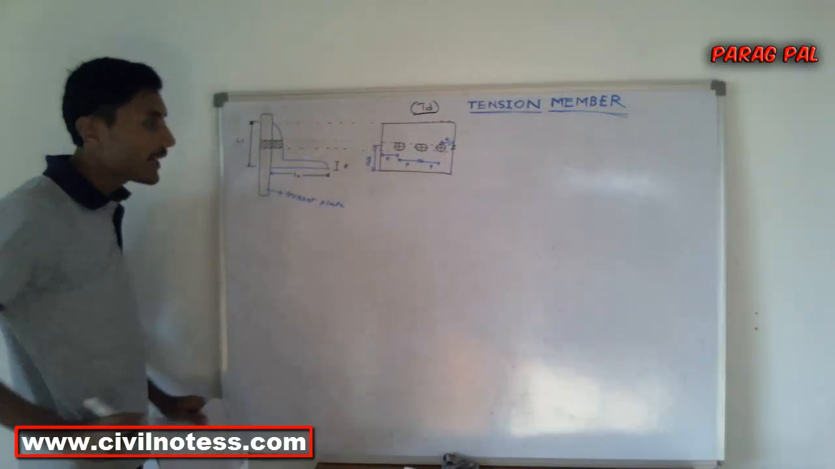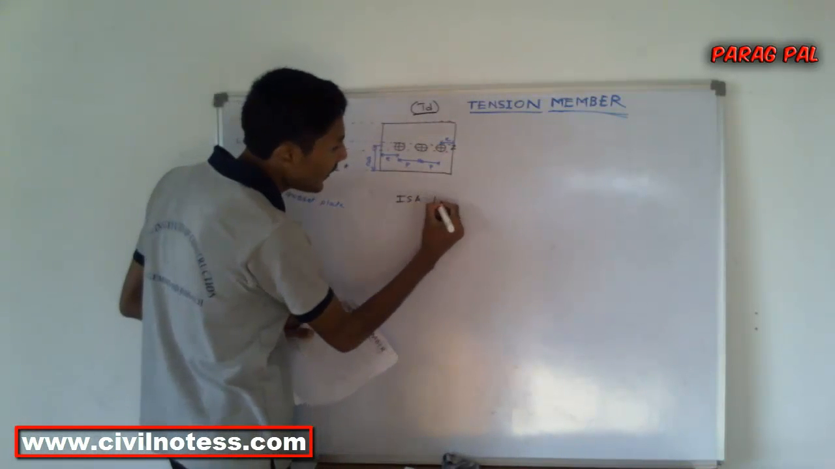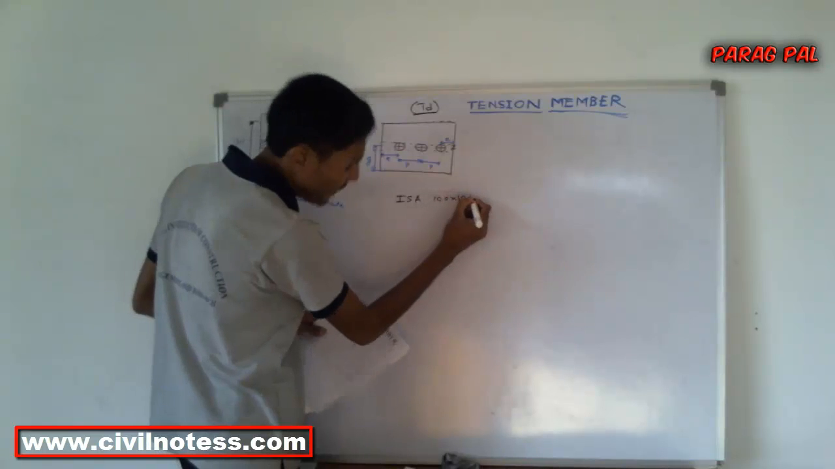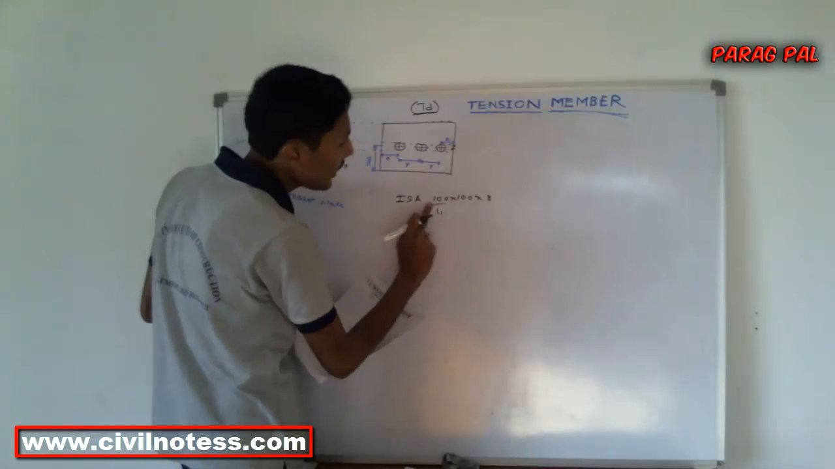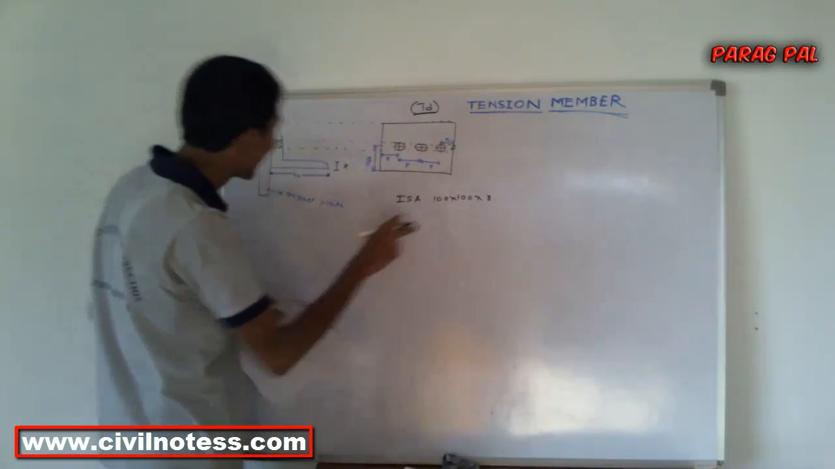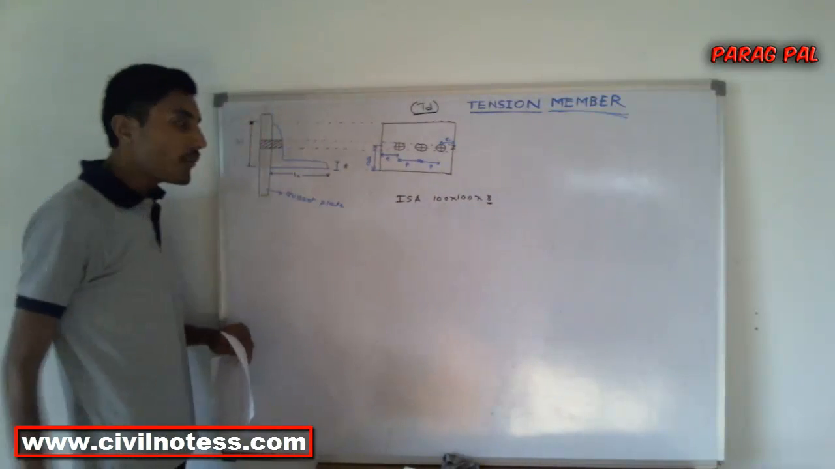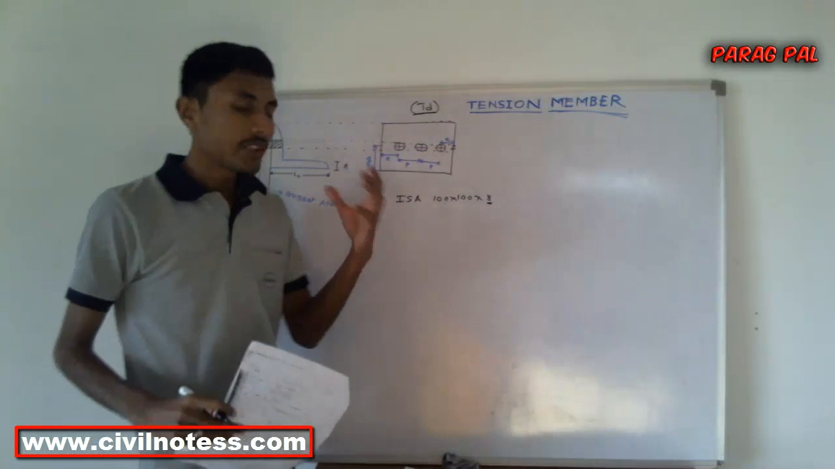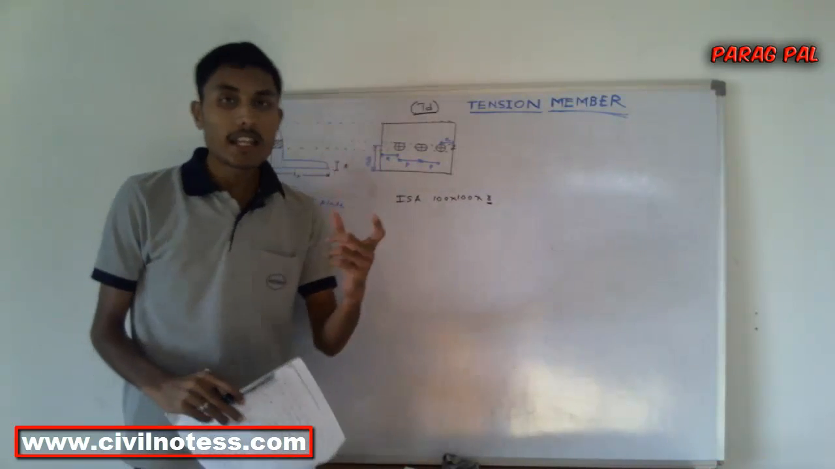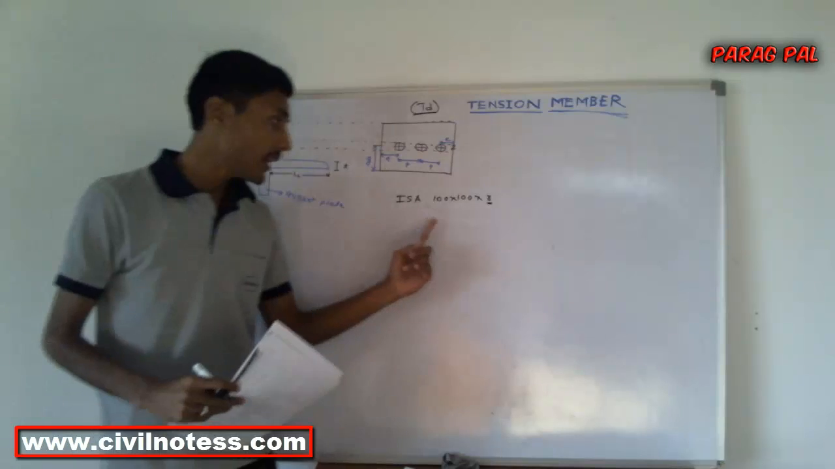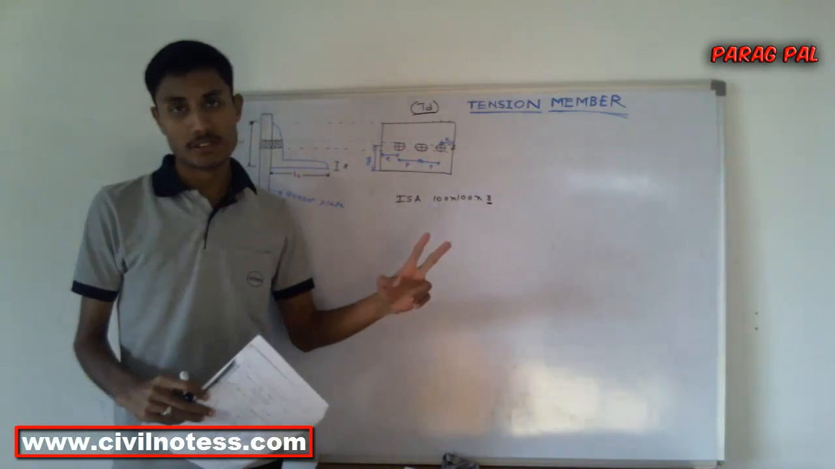The given dimension is ISA 100 by 100 by 8. Here 100 is exactly L1, 100 by 100 by T, where T is the thickness. Along with that, open your steel book and look up the equal single angle, because L1 and L2 are both equal, so this is an equal angle section.